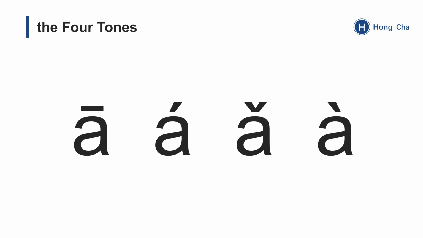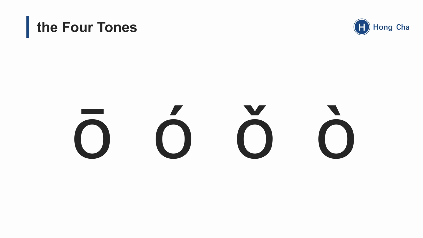So first, follow me and read ā, á, ǎ, à, and then ō, ó, ǒ, ò, and then ē, like this.